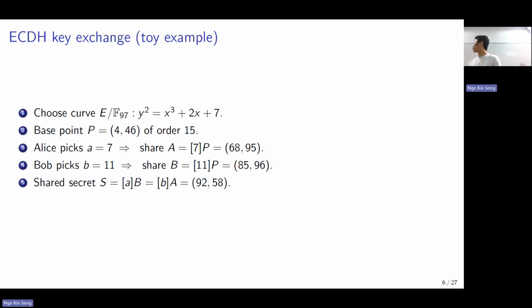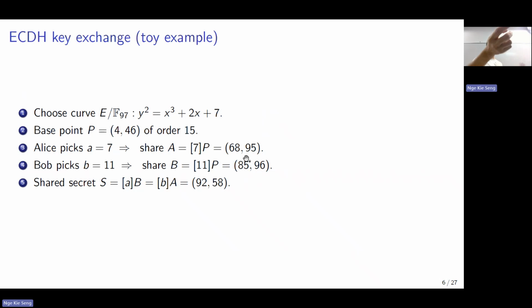For an example of what I am talking about, imagine we take an elliptic curve defined on the finite field of 97. It's y squared equals x cubed plus 2x plus 7. So let's say me and you, teacher, have decided to use the base point p, which is (4, 46). It is a point of order 15. First, let's say I choose 7. I multiply 7 times p, and I get (68, 95). The teacher might choose 11. He multiplies 11 to this point, and he gets (85, 96).